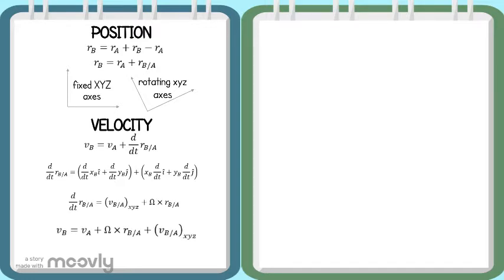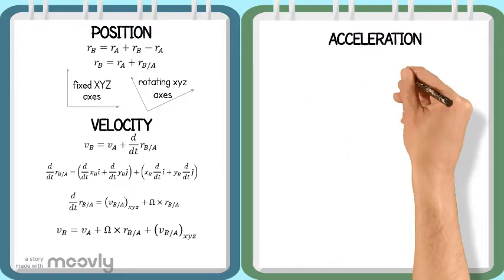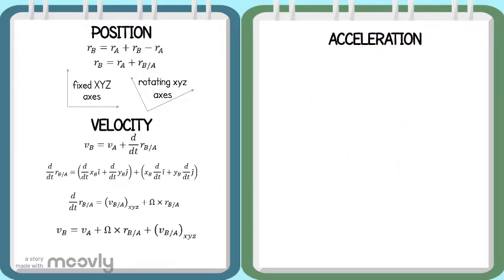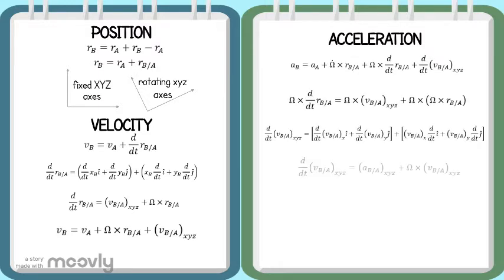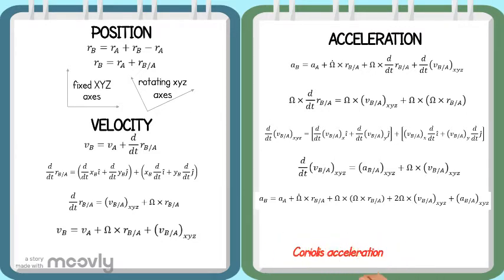Another differentiation leads to the acceleration of point B with respect to the fixed axes. Similar steps can be taken, such as product rule and substitution, to yield the final equation. The only difference between this equation for the rotating axes and that of translating axes is the Coriolis acceleration, signifying the difference in the acceleration of point B as measured from non-rotating and rotating xyz axes.